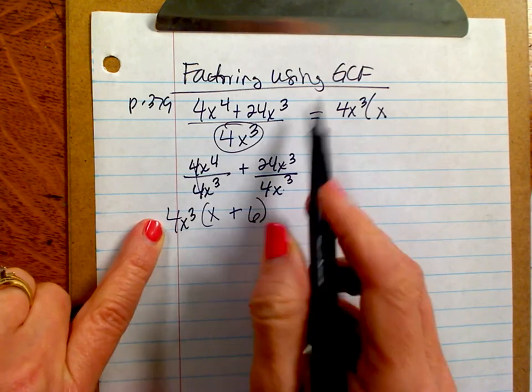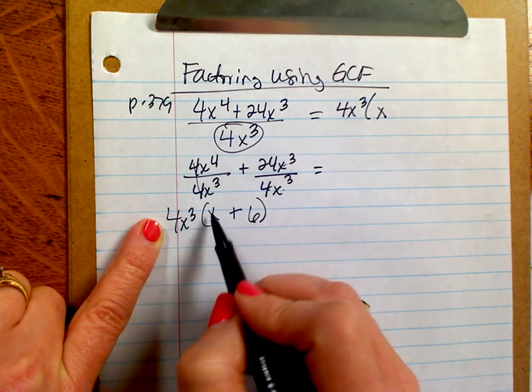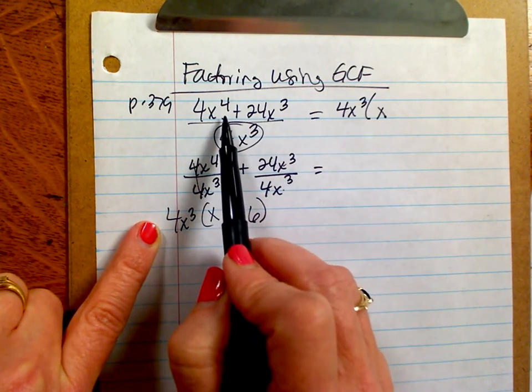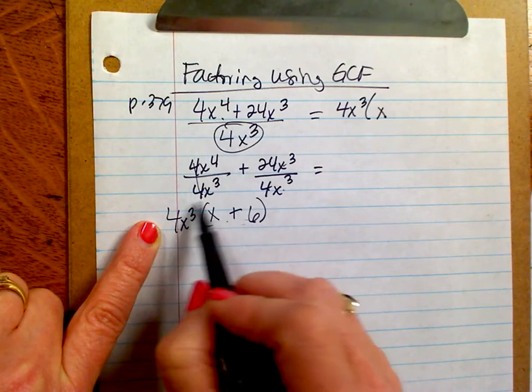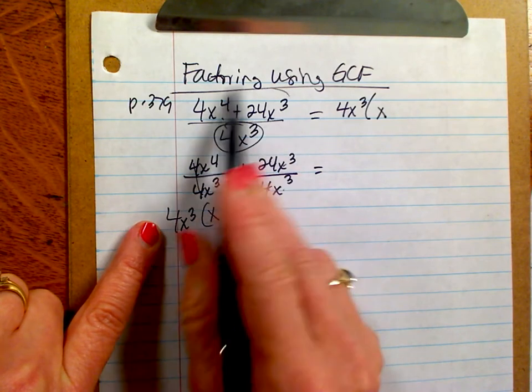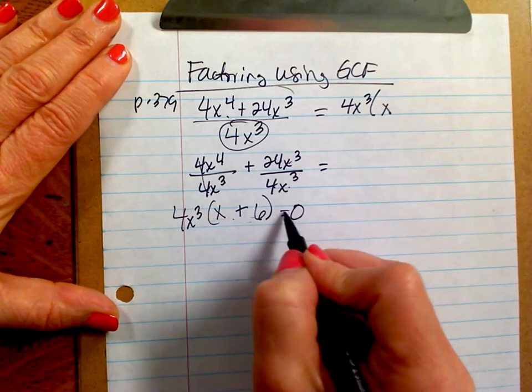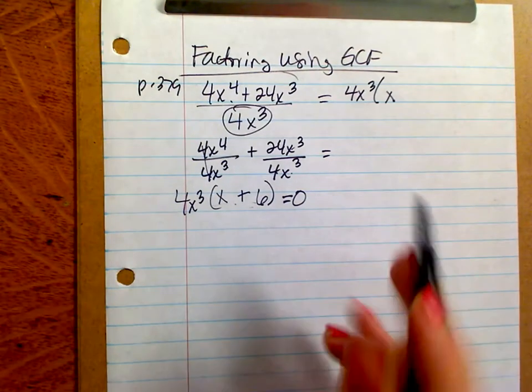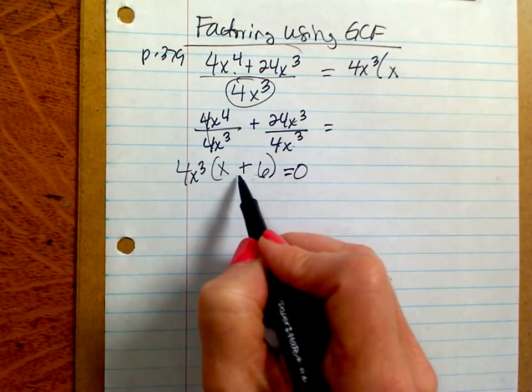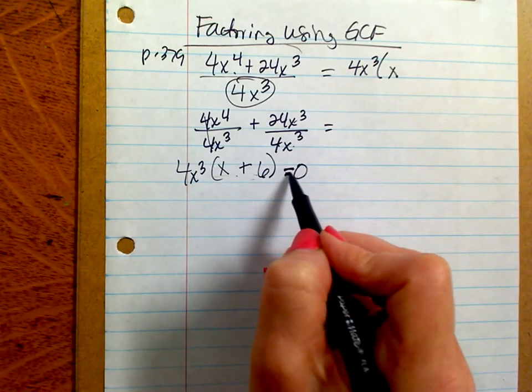That is in factored form, pulling out the GCF. That means if you distribute this back, you should get this answer. So if you're not for sure if you did this right, distribute back in and see if you came up with your original. So then to solve this, we would make that equal to 0. So that's when I said in the notes earlier that you wanted it in factored form and you want it to equal 0.